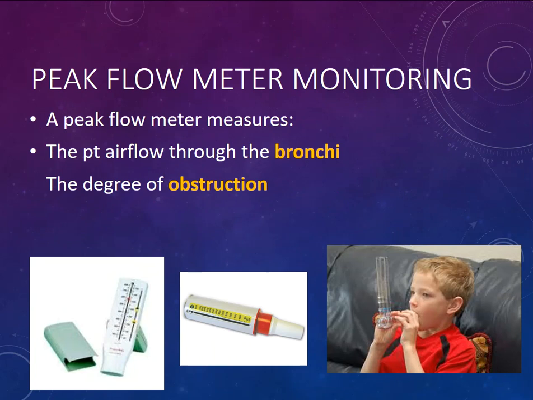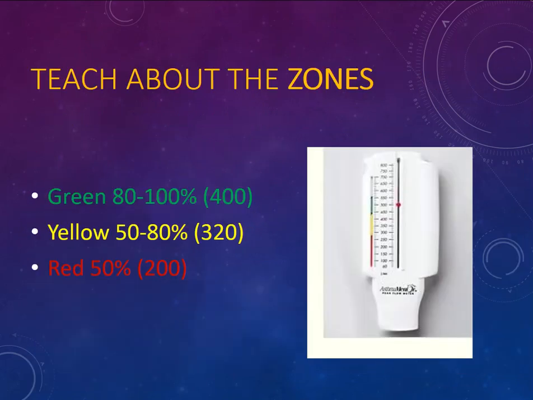Peak flow meters measure the airflow through the bronchi and the degree of obstruction. And there's a few pictures there. I'm going to bring some of these to class so you can put hands on and kind of see how to use these. And you want to teach your patient about the zones, so it's just like a stoplight. Green is good, yellow requires caution, and red is poor.